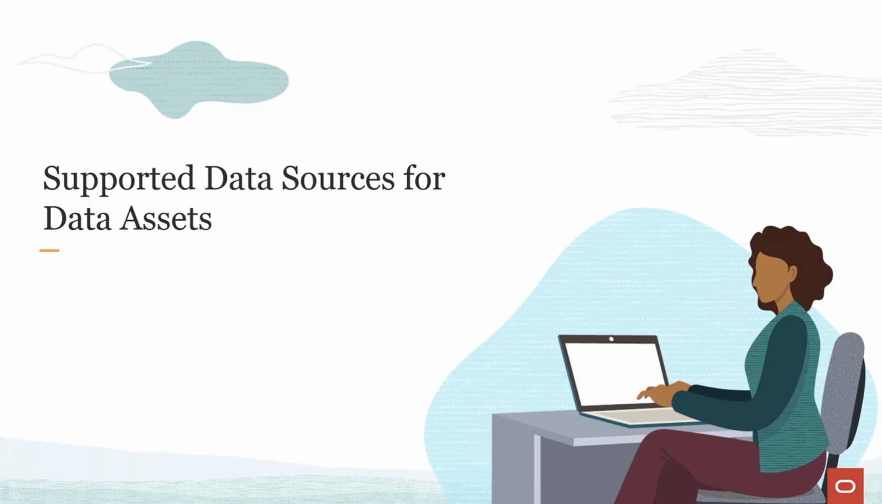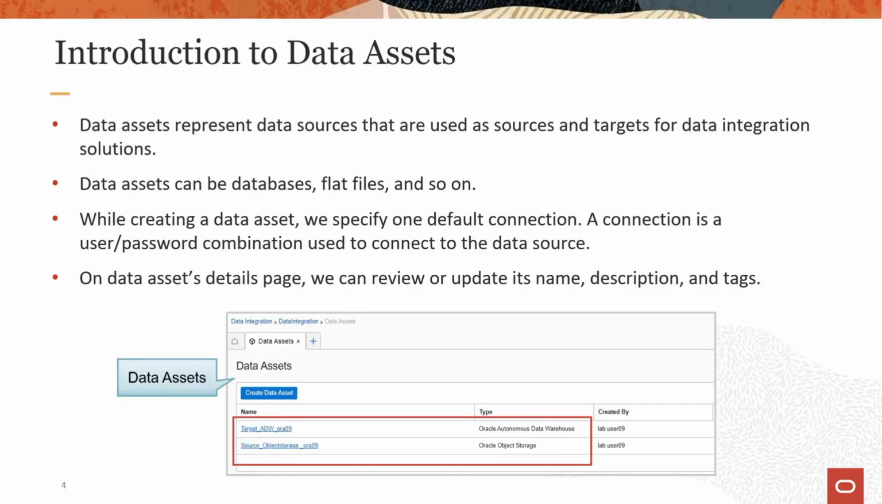In the first section, you will understand what a data asset is and the data sources that are supported for data assets. What are data assets? Data assets represent data sources that are used as sources and targets for data integration solutions. Data assets can be databases, flat files, and so on. When we create a data asset, we specify one default connection. A connection, which is a user password combination, is used to connect to the data source. We have the option to review or update the data asset's name, description, and tags from the data asset details page.